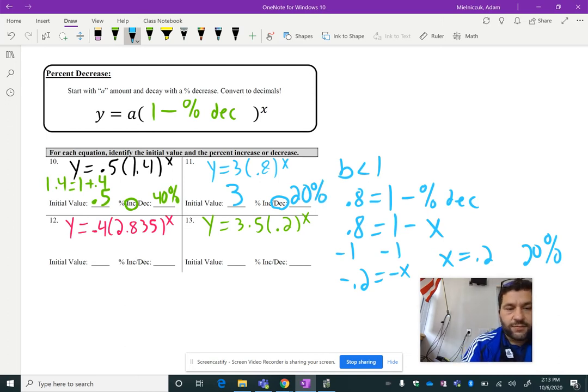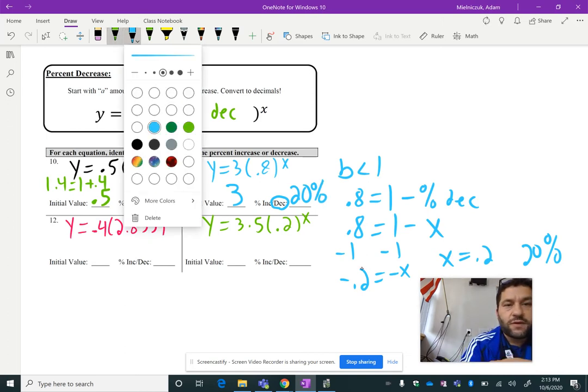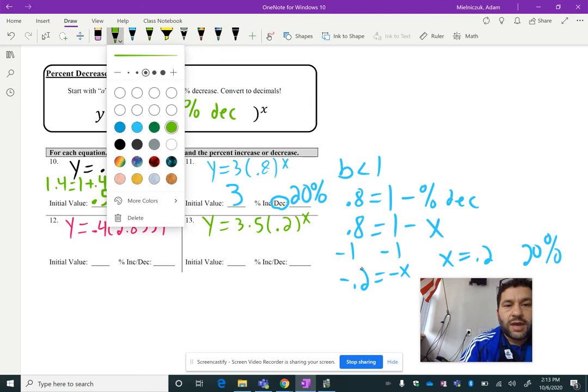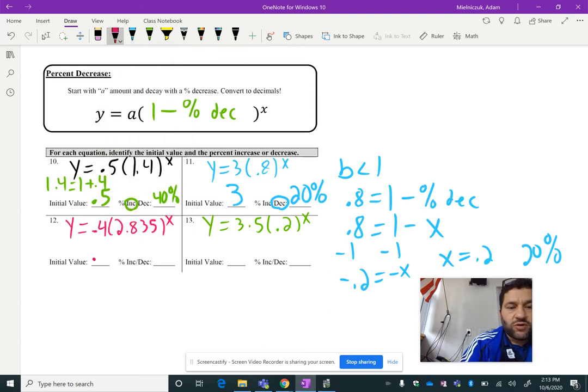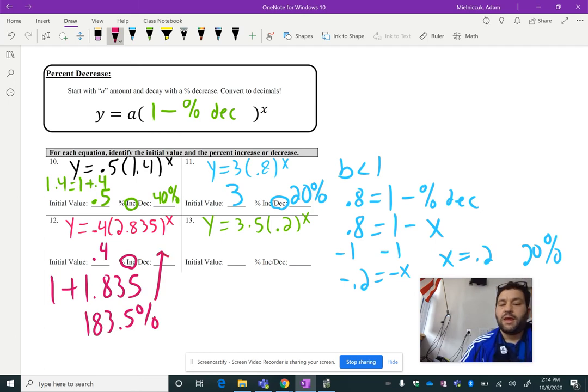That's our decimal. So our percent would be a 20% decrease. All right, for number 12, we have an initial value of 0.4. It's an increase because it's over 1. We know it's 1 plus 0.835, which means it's an increase of 183.5%.